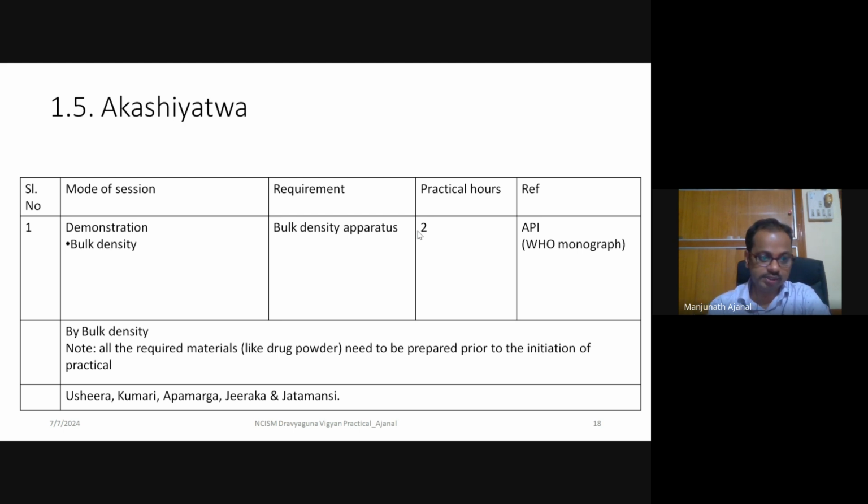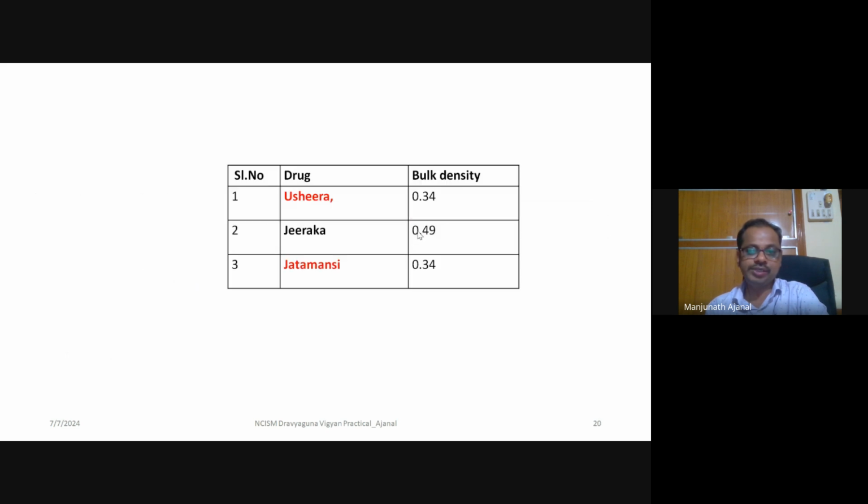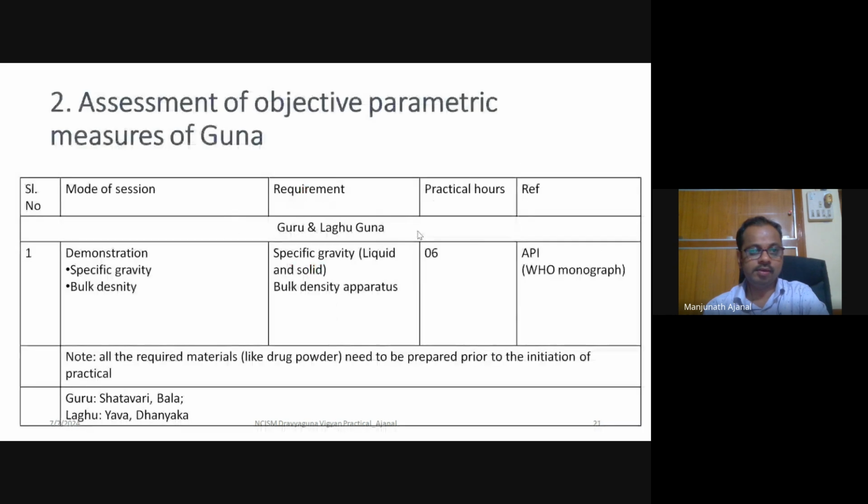So the drugs here are Ushira, Kumari, Apamarga, Jiraka and Jatamansi. For Ushira we have 0.34 bulk density, Jiraka 0.49 and Jatamansi 0.34. So the Akasha Mahabhuta in Ushira and Jatamansi is less compared to Jiraka, which is non-Akasha, 0.49. So that is about the Mahabhuta.